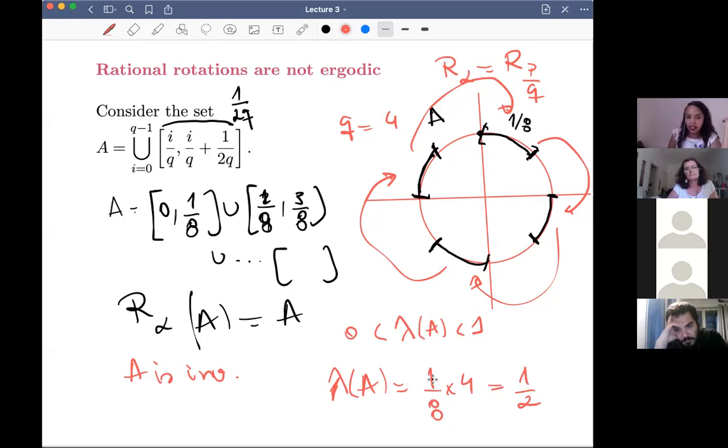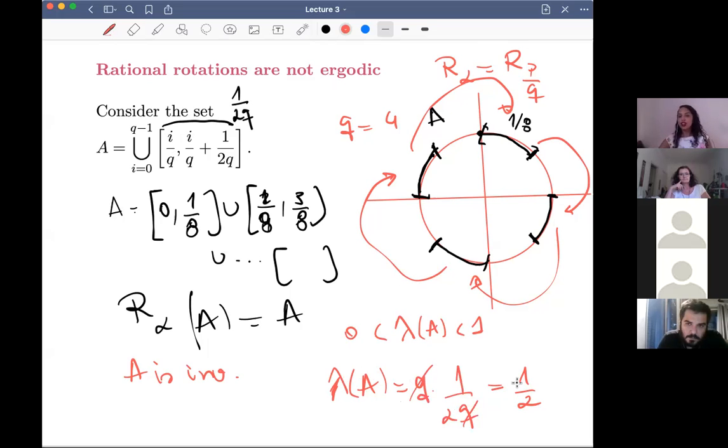In general, for A, the way that I wrote it, you have Q intervals, and each one has length 1 over 2Q. So actually, the measure of this set A is always 1 over 2. So it's always half. And it's always positive and not 1. So you build a set that is invariant and has positive measure. So this is impossible to be ergodic. Then we prove that the rational rotations are not ergodic.